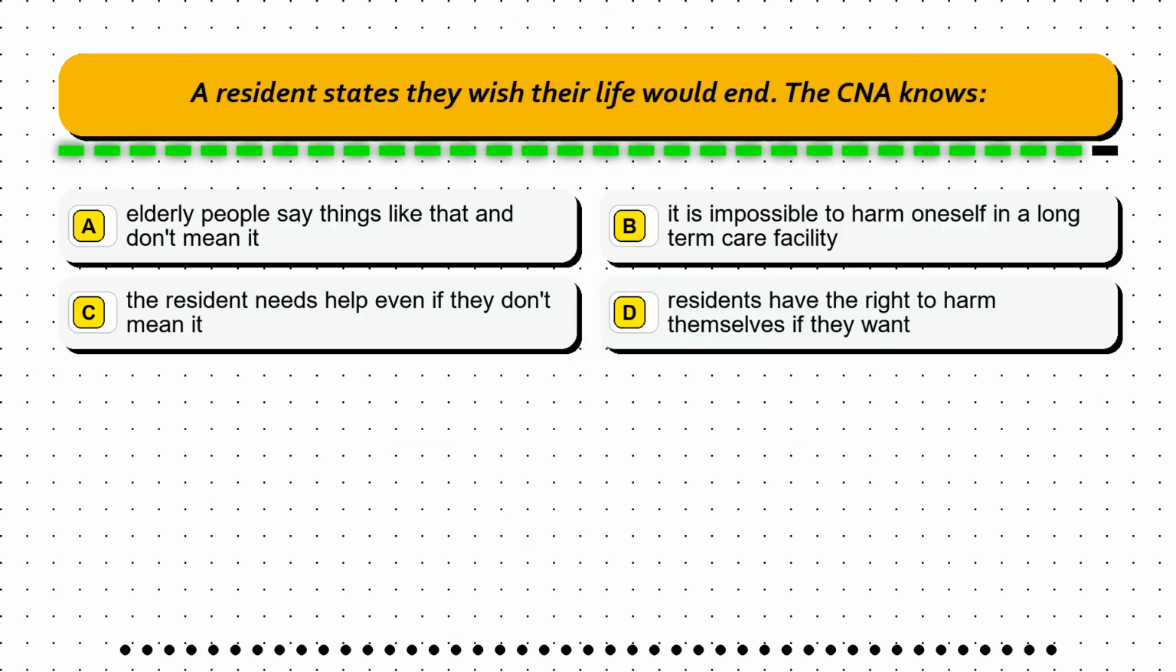Question 21. A resident states they wish their life would end. The CNA knows: Option A, elderly people say things like that and don't mean it. Option B, it is impossible to harm oneself in a long-term care facility. Option C, the resident needs help even if they don't mean it. Option D, your residents have the right to harm themselves if they want.